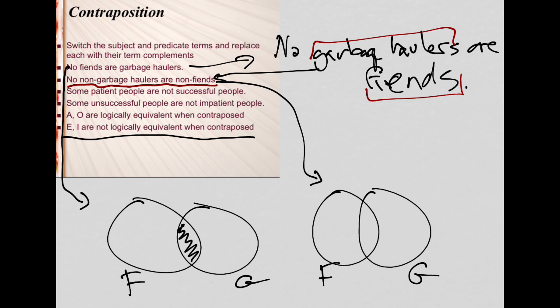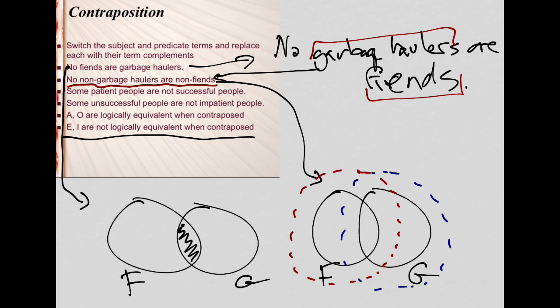And so now we get "no." So no, that's good news. We're going to shade where the two terms overlap. So what are the two terms? Non-garbage haulers, where are they? Well, they're going to be out here, right? Because the garbage haulers are inside the circle. And then we also have non-fiends. Well, we know where the fiends are. They're inside this circle. Outside the circle, we get the non-fiends.